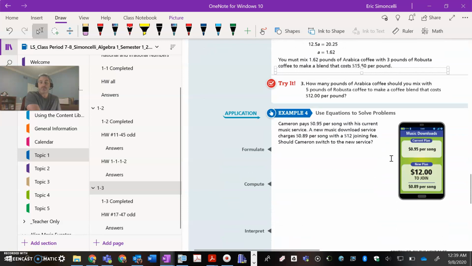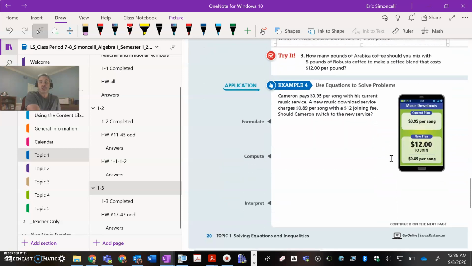Example 4. Use equations to solve problems. Cameron pays 95 cents per song with his current music service. A new music download service charges 89 cents per song with a $12 joining fee. Should Cameron switch to the new service? Okay, so let's take a look.